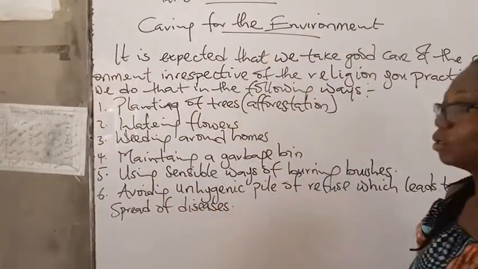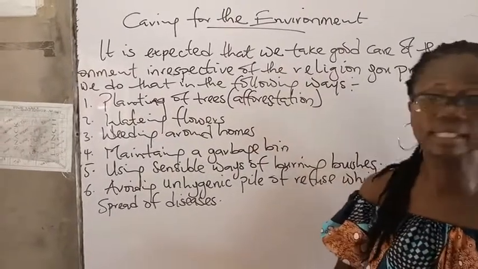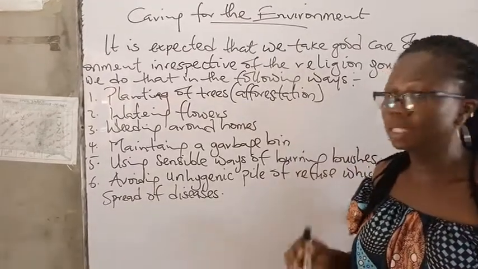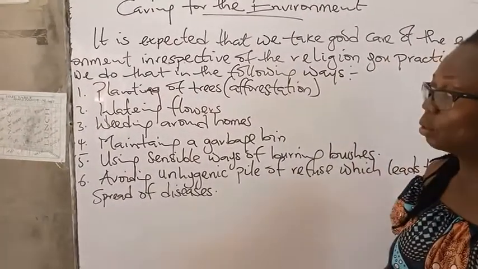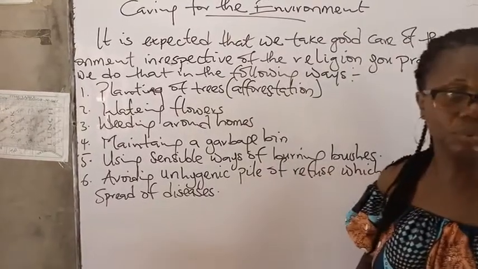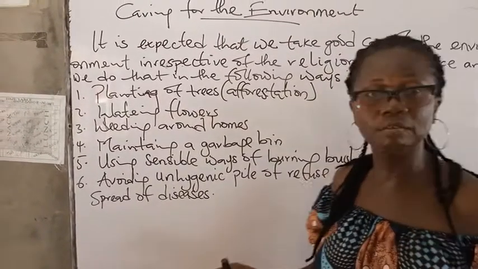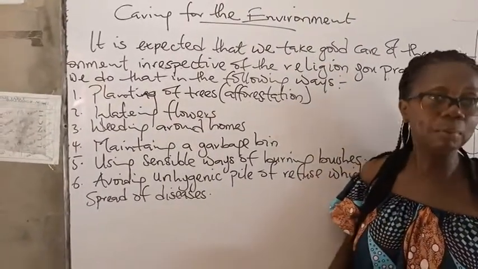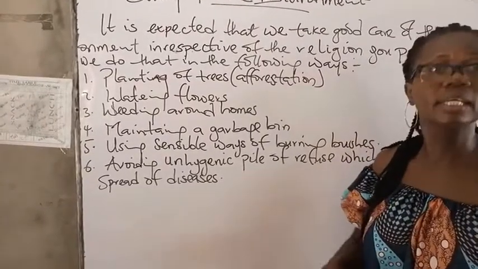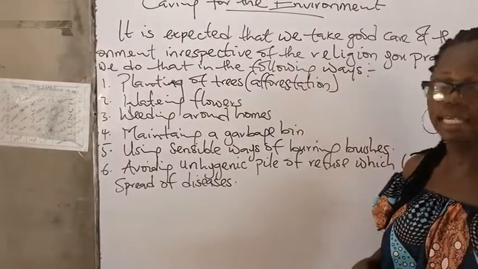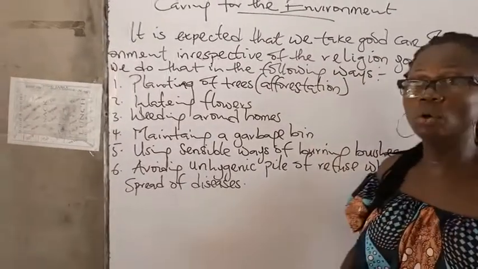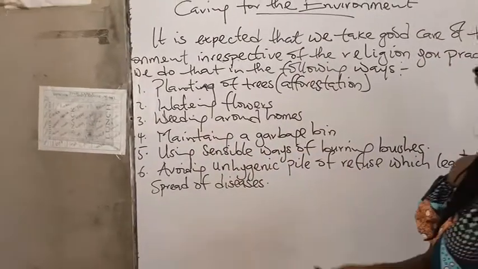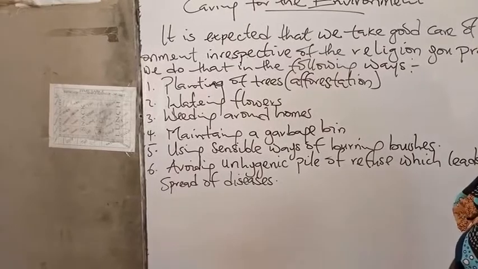Number 3, weeding around homes. These plants, these trees, these grasses, they grow because it's their right to grow, to survive, especially when the soil is fertile. So we cannot leave it and start living in a bushy environment. We have to clean the environment by weeding it regularly, because at times mosquitoes harbor on the grasses, they reproduce, and we fall sick when the place is not well weeded. So we have to weed around our homes all the time, to keep us fit and healthy.